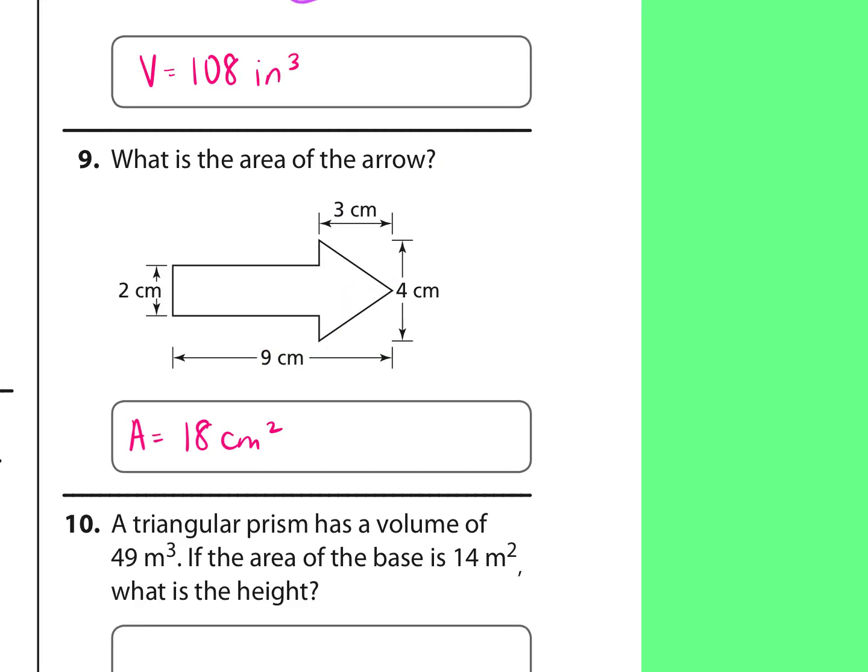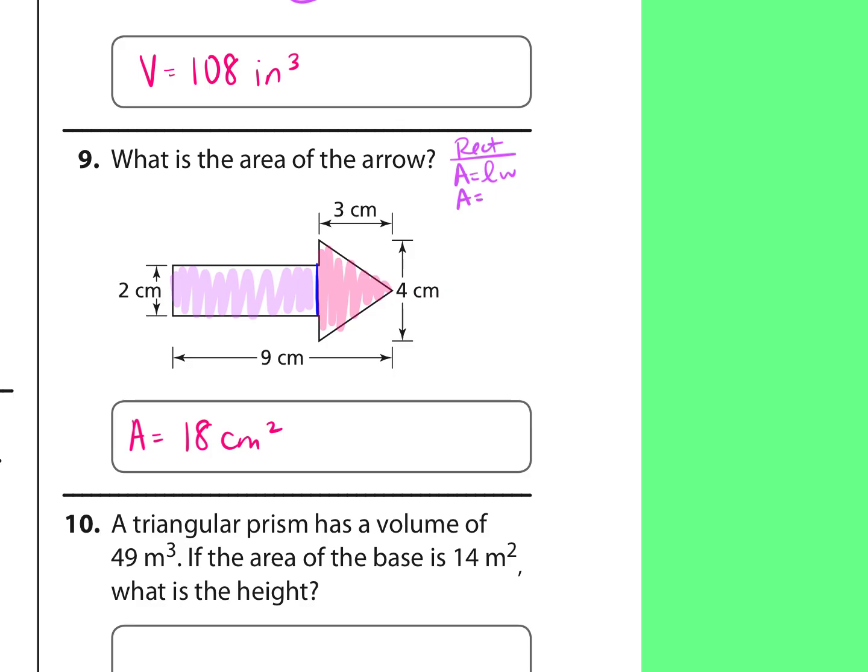Number 9, what is the area of the arrow? This is a composite figure, so we're just going to separate it into two different parts. I'm going to start with this rectangle, and then we're going to look at the triangle, and then we'll just add them together. So starting with the rectangle, we know the area of a rectangle is length times width. You could use base times height. We know the width is 2.